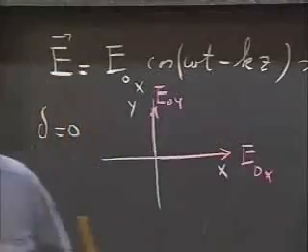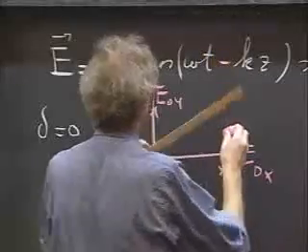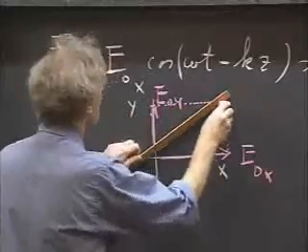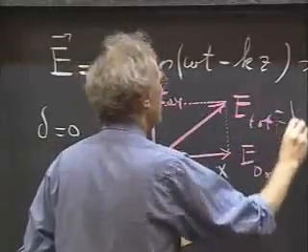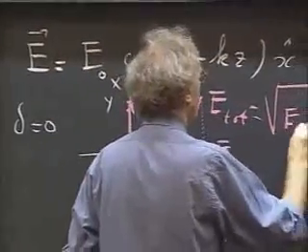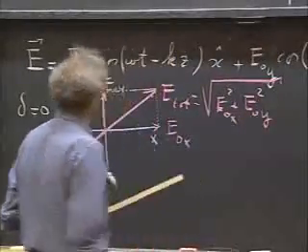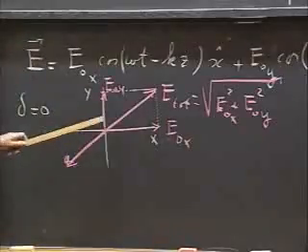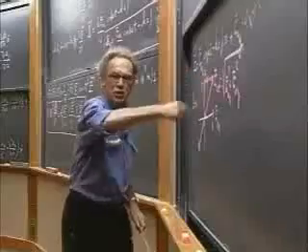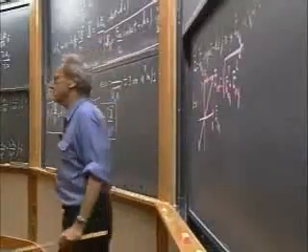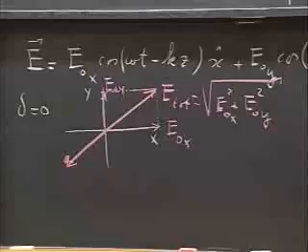So what is the net E vector? That is the vectorial sum of the two. So the E vector is this. So this is E total, which is the square root of E0x squared plus E0y squared. And if you see this coming to you, you will see an electric field going like this. Linearly polarized. No longer linearly polarized in the x direction, no longer in the y direction, but in this direction.